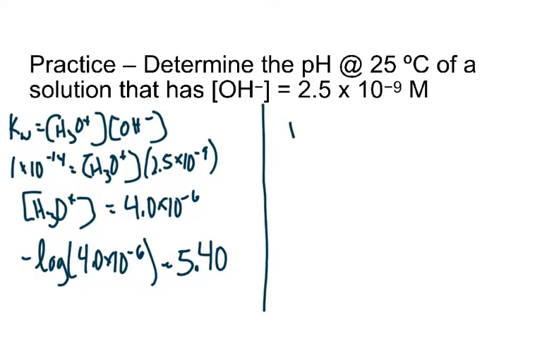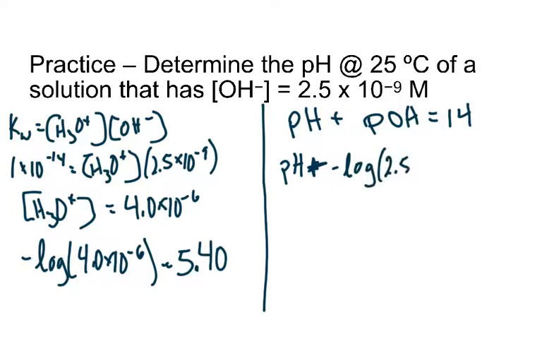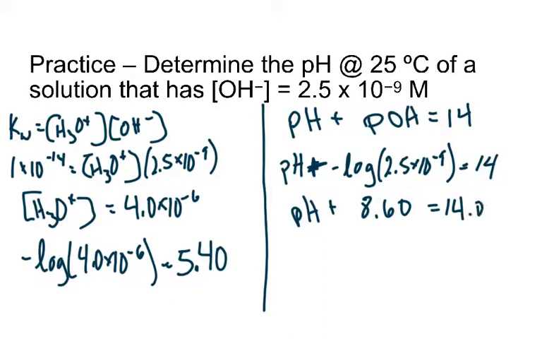The other way to do this is our pH plus our pOH, which is just the negative log of the OH concentration, is equal to 14. So my pH plus, that's a plus, sorry, the negative log of 2.5 times 10 to the minus 9th is equal to 14. So my negative log value here is 8.60 is equal to 14. And so my pH is equal to 5.40. Gets you the same place. It just depends on when you want to deal with the log.